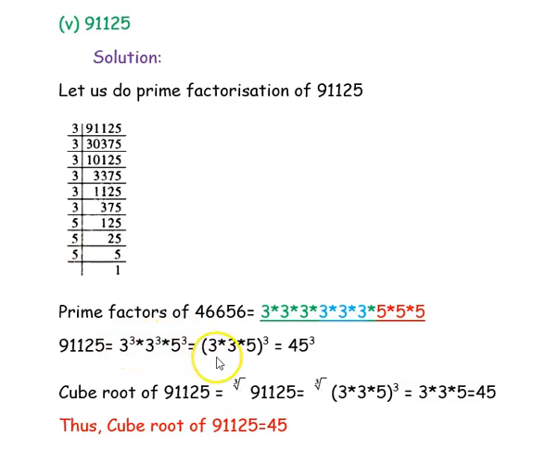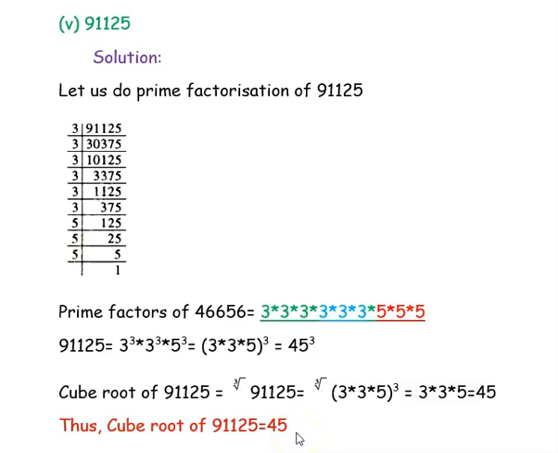Since the power is same, I am multiplying the base 3 into 3 into 5. So 3 into 3 is 9, 9 into 5 is 45. So it's 45 cube. So thus we can write cube root of 91,125 as cube root of 3 into 3 into 5 the whole cube. So this cube root and cube will get cancelled. So 3 into 3 into 5, that is 45. So thus the cube root of 91,125 is 45.